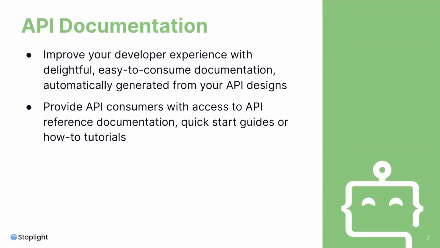With Stoplight's API documentation features, you can provide a top-notch developer experience for internal and external consumers through automatically generated documentation based on your OpenAPI files. This will help internal and external users discover, learn, and integrate with your APIs quickly by publishing interactive API documentation, tutorials, and code samples that are always up to date. And with Stoplight Flavored Markdown, you can create supporting articles and enhance your documentation experience.